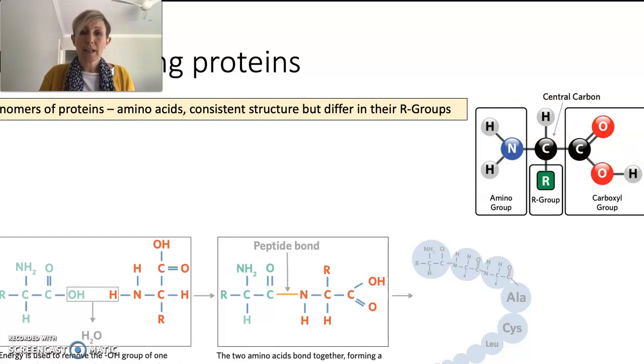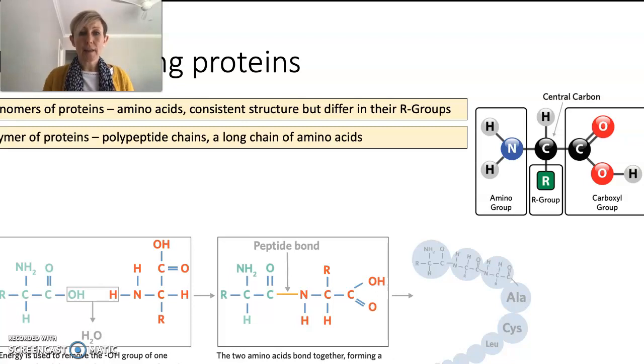Now the amino acid is the monomer of all proteins. They join together to form a polymer, and that polymer is called a polypeptide chain. So remembering that monomer is a single building block and a polymer is a long chain of monomers, the terms that you need to know are amino acids are the monomers, and the polymers, that long beaded chain as represented down here, is called a polypeptide.